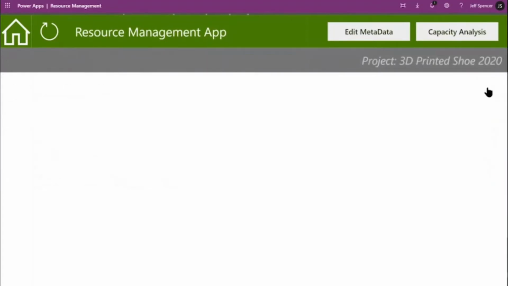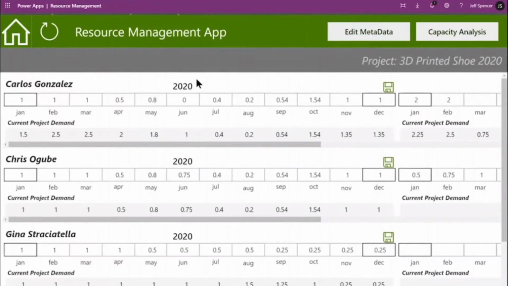And as I drill into this particular project, I can see what are the current demands or current resources that have been requested. I can see Carlos has been requested, Chris and Gina, and I've got other resources down below that. And I can see that I've got multiple years that I can span across. Now, as I look at Carlos, I will notice that I've requested him full-time for the first quarter of the year, but the total demand for him is actually well above that.